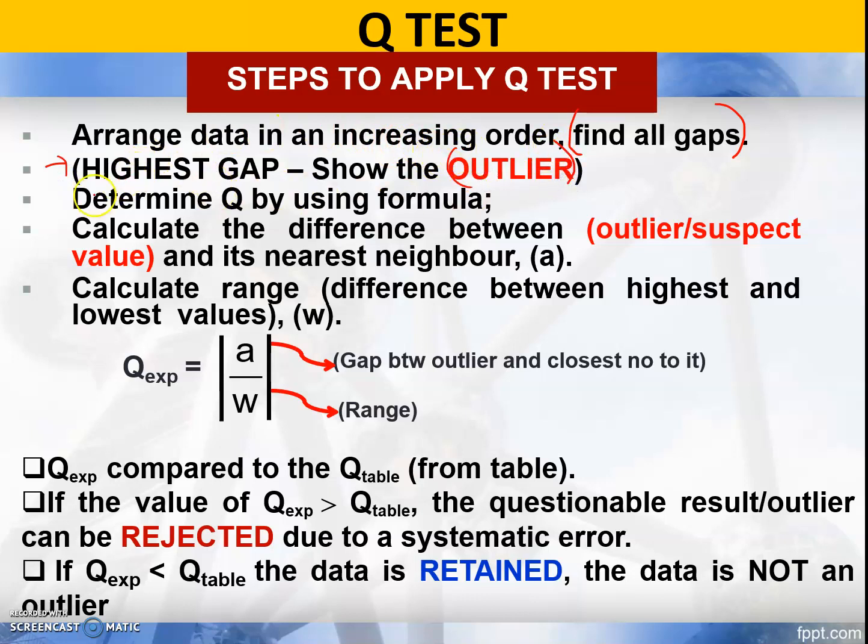Okay, next determine Q by using the formula A over W. And then you compare. So you must calculate Q experiment, and then from the table write the value. Okay, and then the conclusion. If Q experiment is more than Q table, the outlier is rejected. Okay, because the value is more than standard, so we cannot use the value. So the suspected value or outlier should be removed.